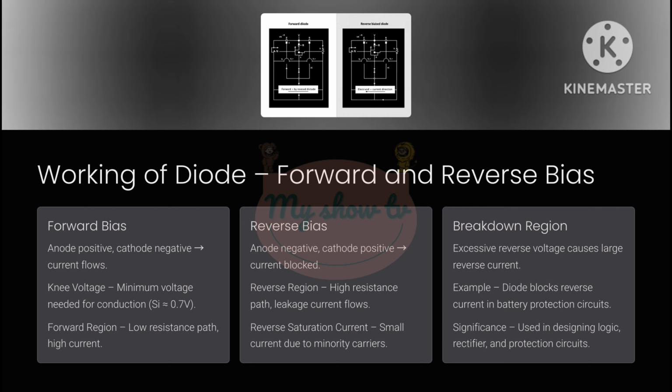Let us now understand the two main operating conditions of a diode, forward bias and reverse bias. In forward bias, the anode is connected to the positive terminal of a battery and the cathode to the negative terminal.